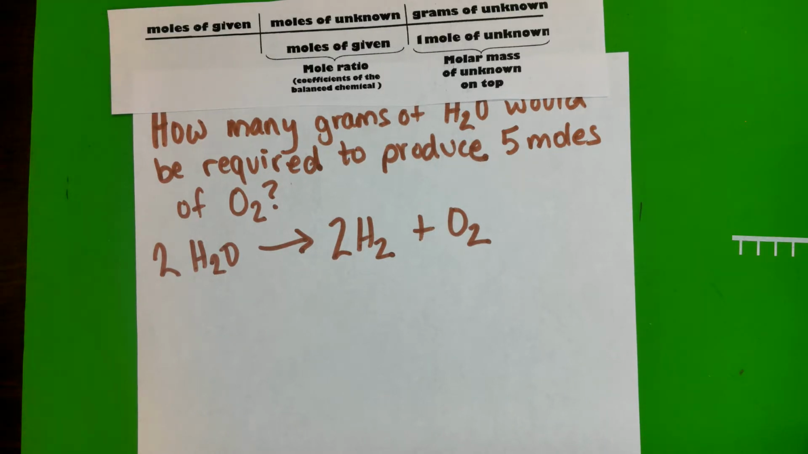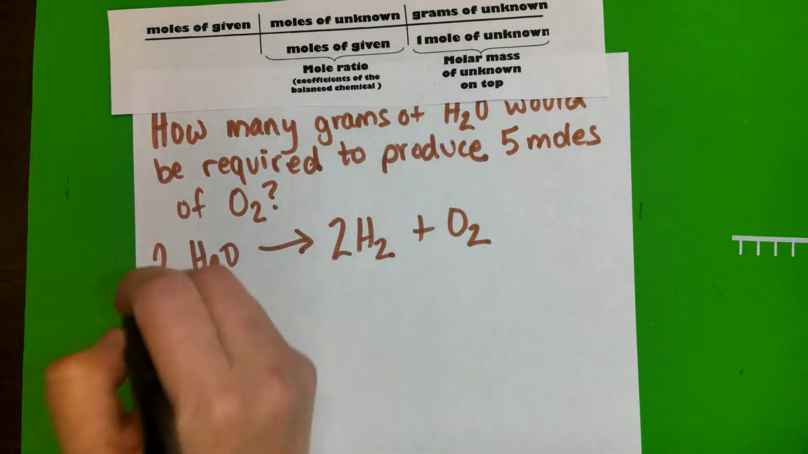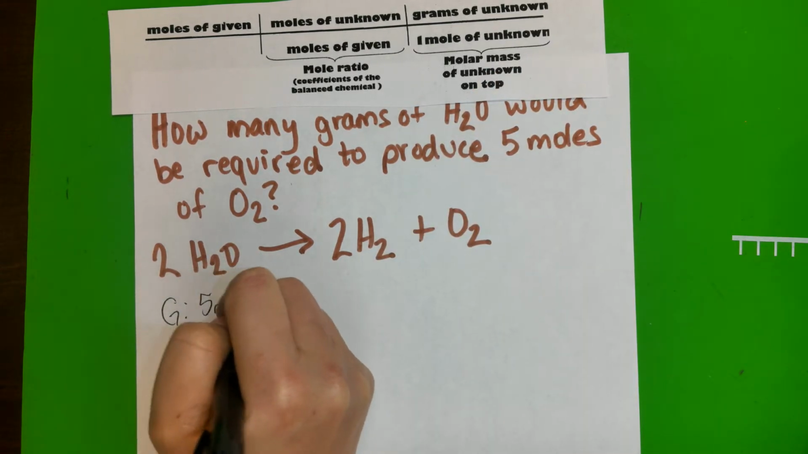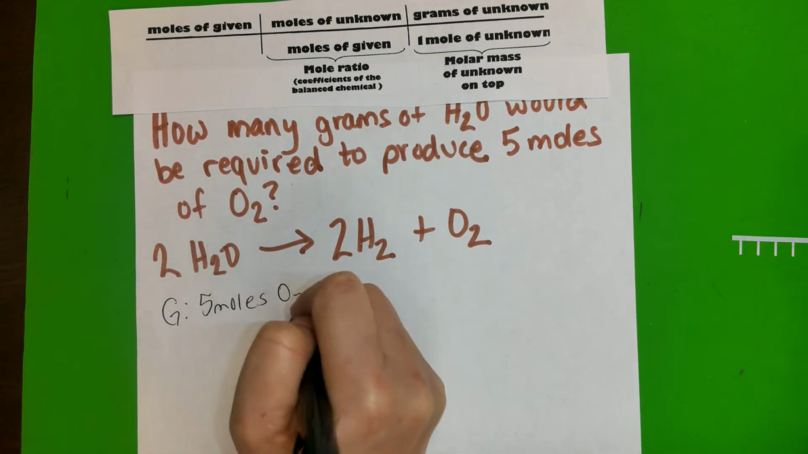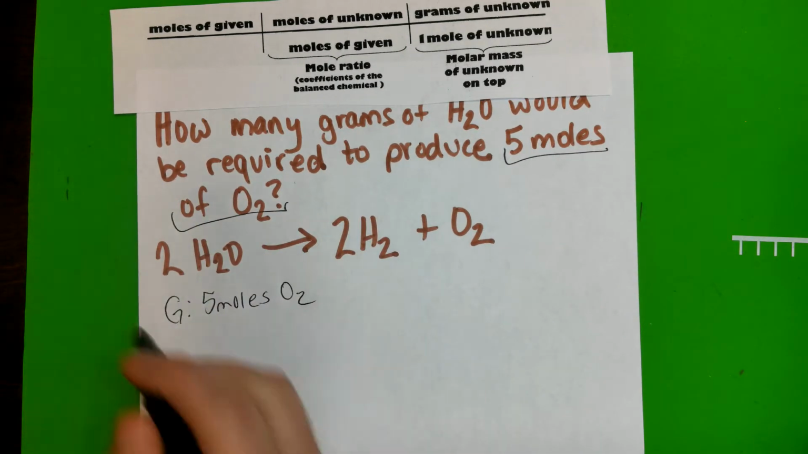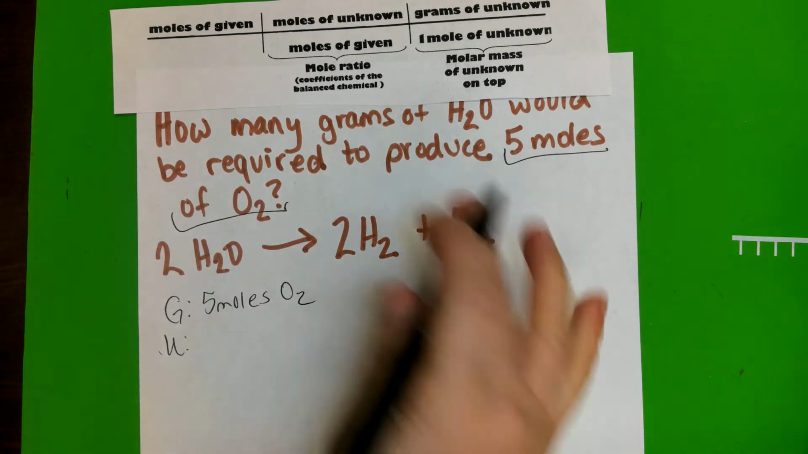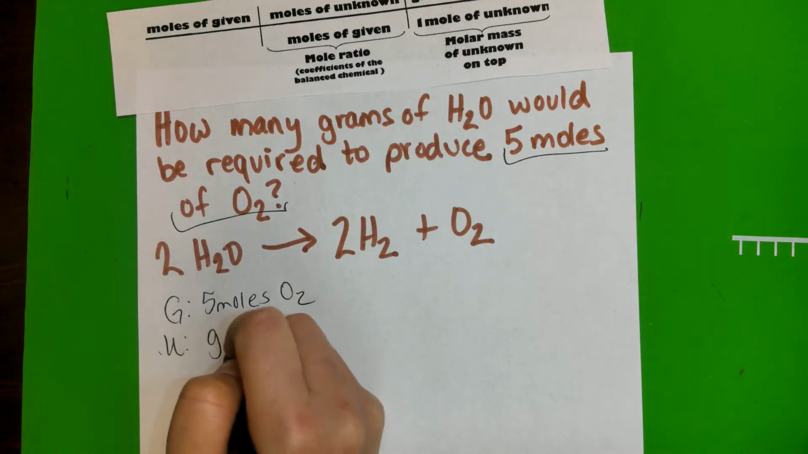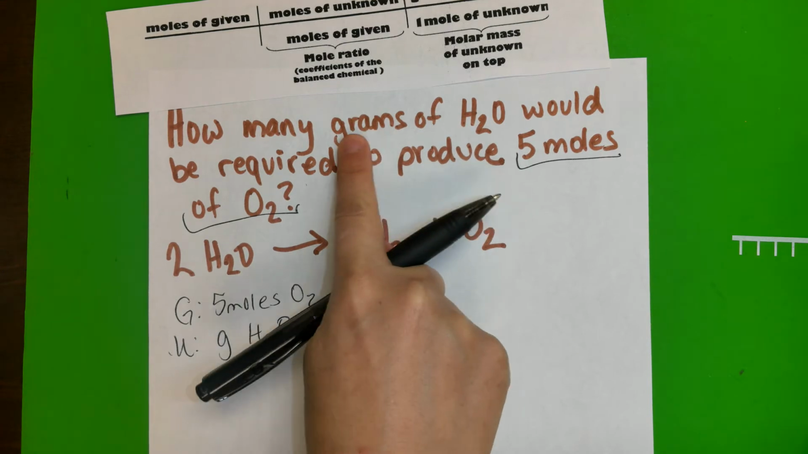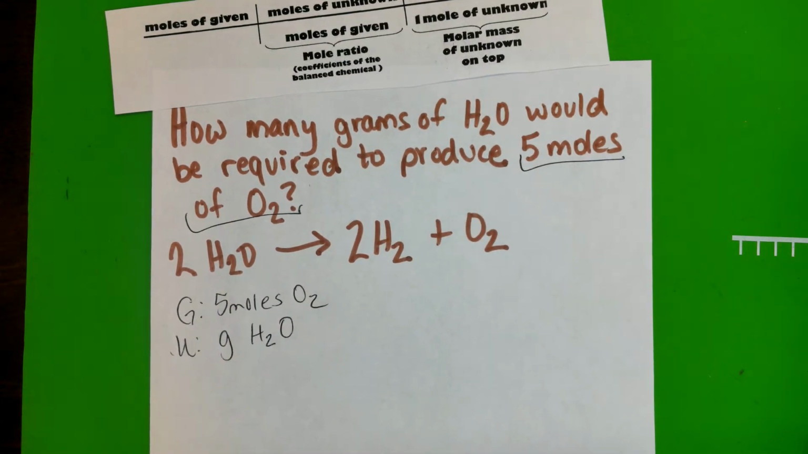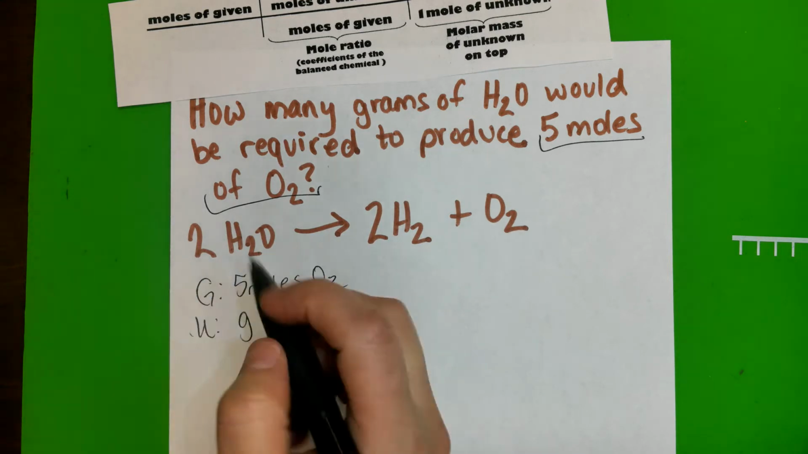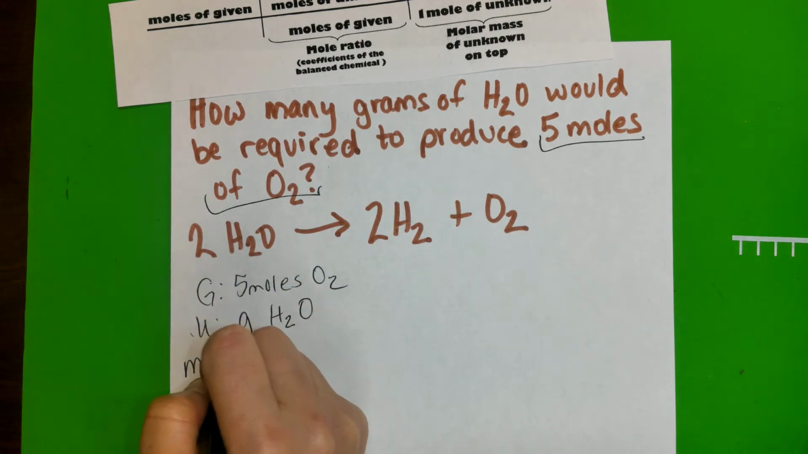In here, let's start with the given. Your given is 5 moles of O2. Your unknown is going to be your grams of H2O. Now you can shorten that. Instead of writing grams, you could just put a G. That's fine.